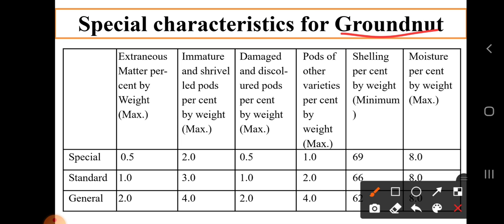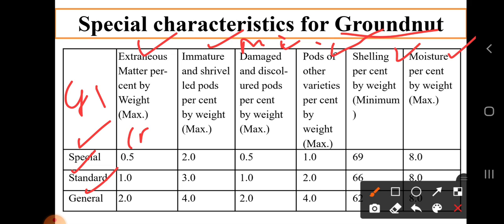So groundnuts or the oil seeds are categorized into 3 grades: special grade, standard grade and general grade. And here we have to mention the maximum limit for each foreign matter or each tolerance material: for the extraneous material, that is foreign matter, for the immatures, for damaged grains, for the pods of other varieties, for the shelling percentage and moisture percent also.